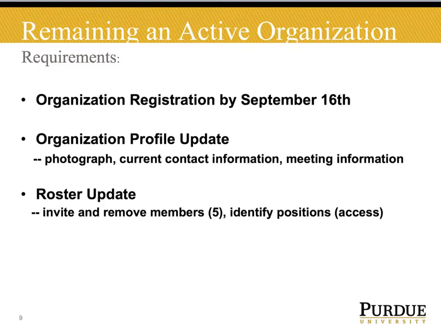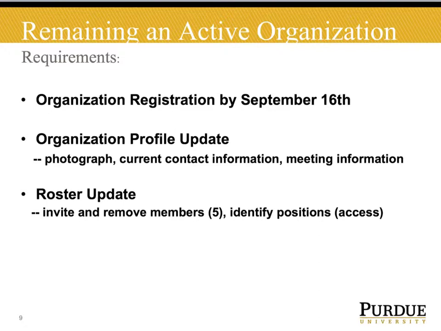Great, now that we've finished talking about BoilerLink, we'll talk about the new requirements to be an active organization at Purdue. The requirements include registering your organization on BoilerLink by September 16th. This includes updating your profile. You must upload a picture, update your current contact information for your organization, and upload your meeting information.